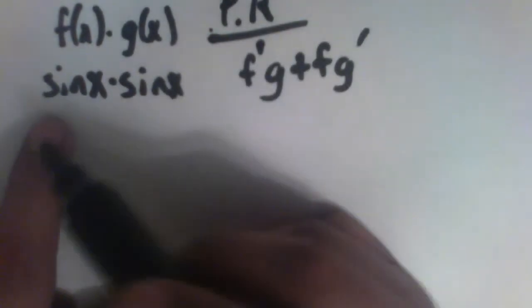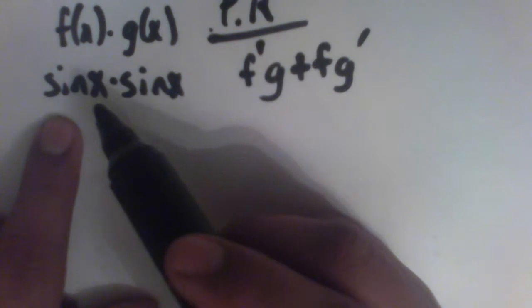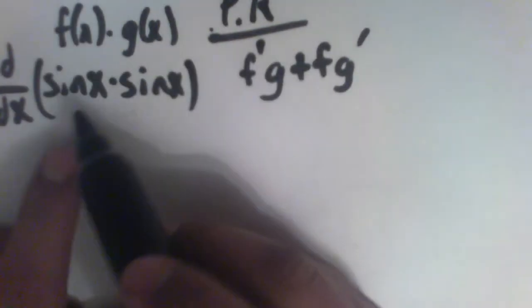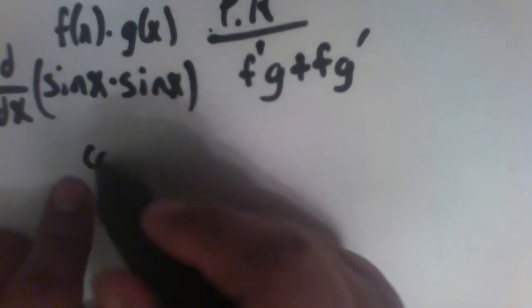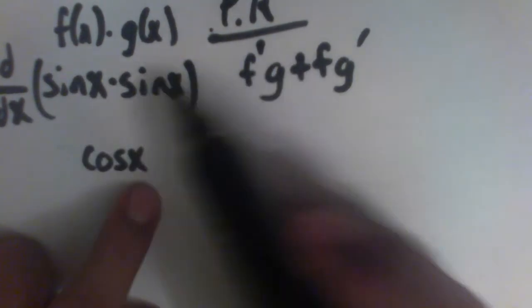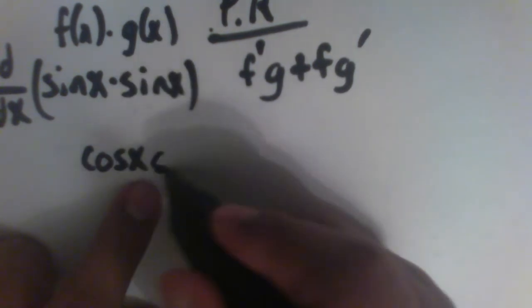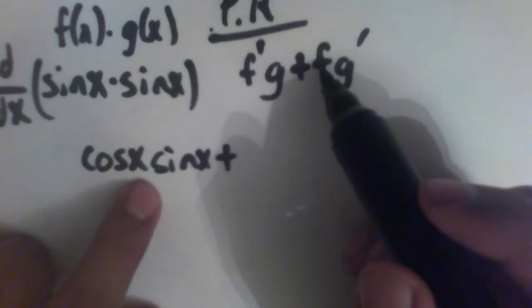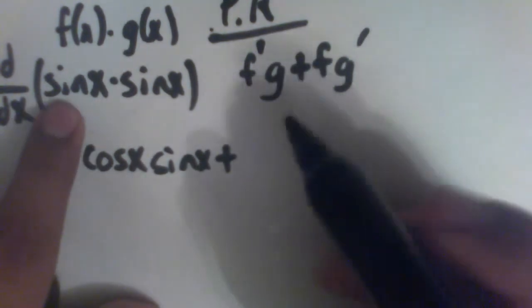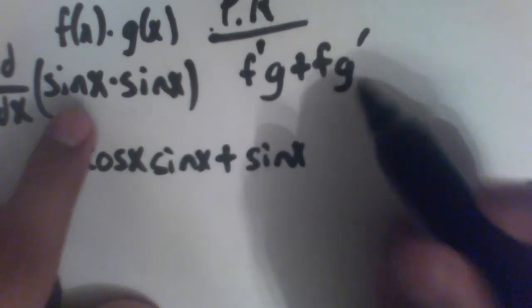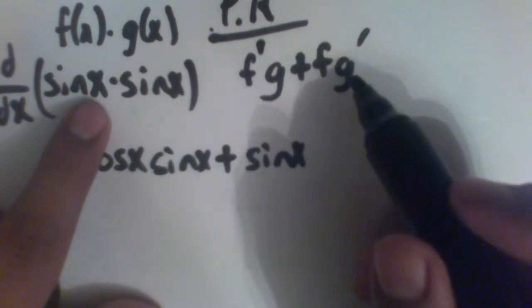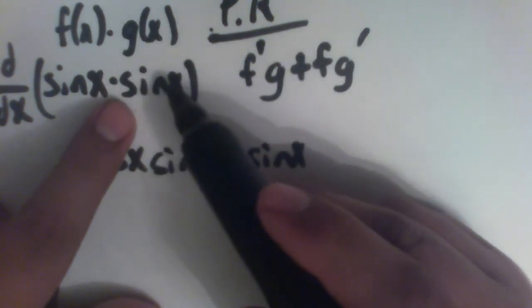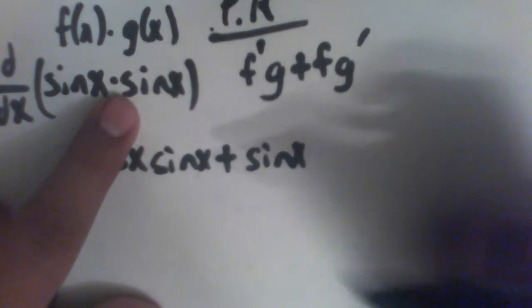So the derivative of sine, well, what's the derivative of sine? Let me just write that. Taking the derivative of this, guys. The derivative of sine, f prime, is going to be cosine of x multiplied by g. Well, g is sine of x, so cosine of x times sine of x plus regular f, which is just sine of x. Now we have to take the derivative of g, which gives us g prime. So here's our g. We have to take the derivative of sine. Well, it's cosine.